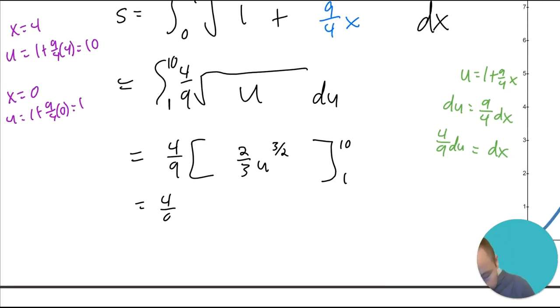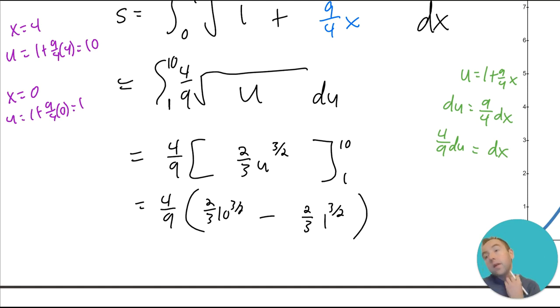It should be 4/9 of, if we plug in 10, we plug in 1, we get some crazy stuff here. So if you plug in 10, you're going to square root it, but then cube it. So the square root of 10 cubed would be 10 root 10. But then we have to multiply that by 2/3 as well. So it'll be 20/3 root 10. And then this is just minus 2/3.